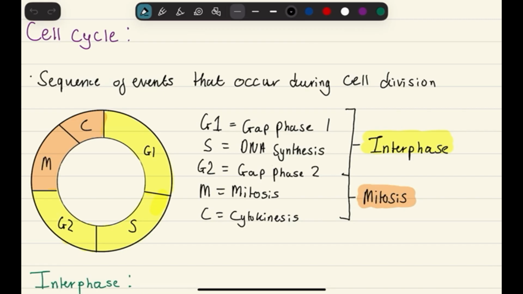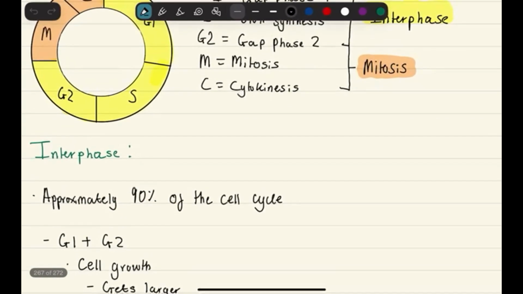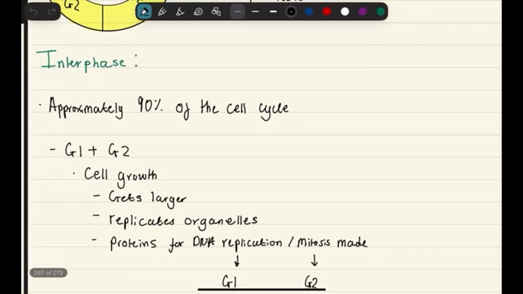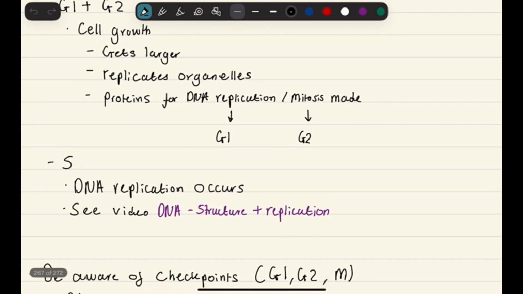Yeah? Cool. So, interphase. This takes about 90% of the cell cycle. So just know it's a very large portion of it. And like we said, we have the gap phases, but really, these are the stages where you see growth. So your cell is going to get larger. It's going to replicate organelles because we're getting ready to split, right? In G1, you're going to make proteins for DNA replication. G2 for mitosis. Why is that? So the S phase is literally just DNA replication.